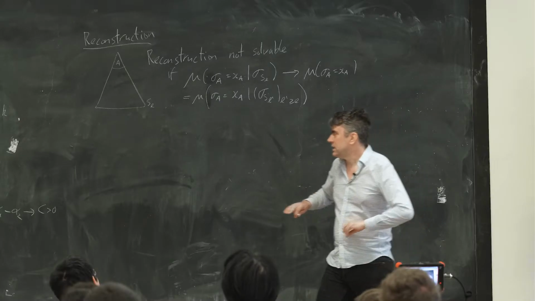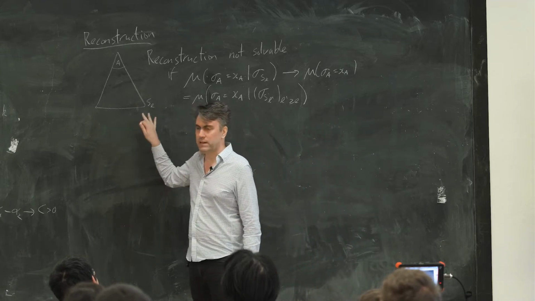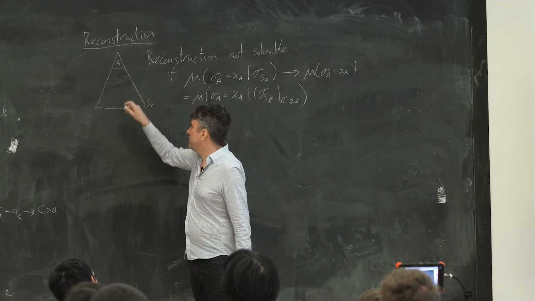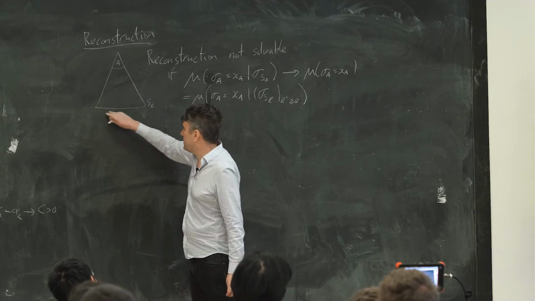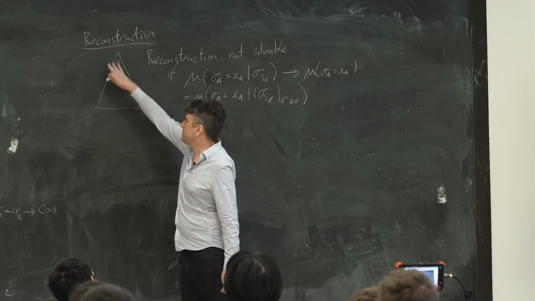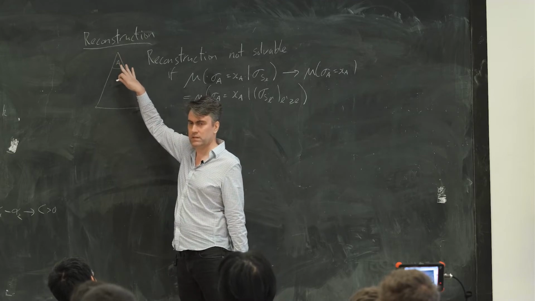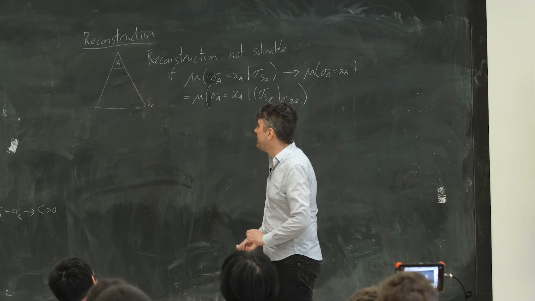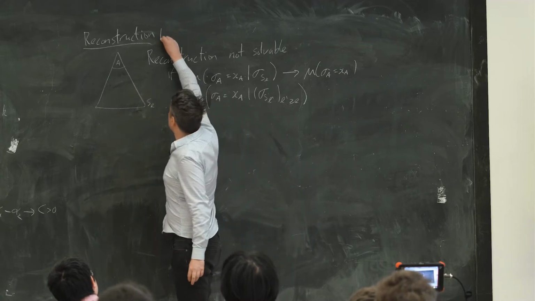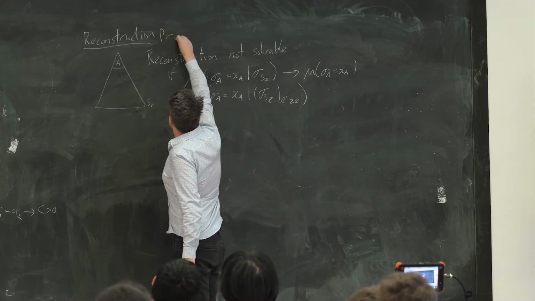So if I fix everything far away, so I have the tree, I fix my configuration a long way away, what can I say about what's happening at the root, in a neighborhood of the root? And this is what's called the reconstruction problem.